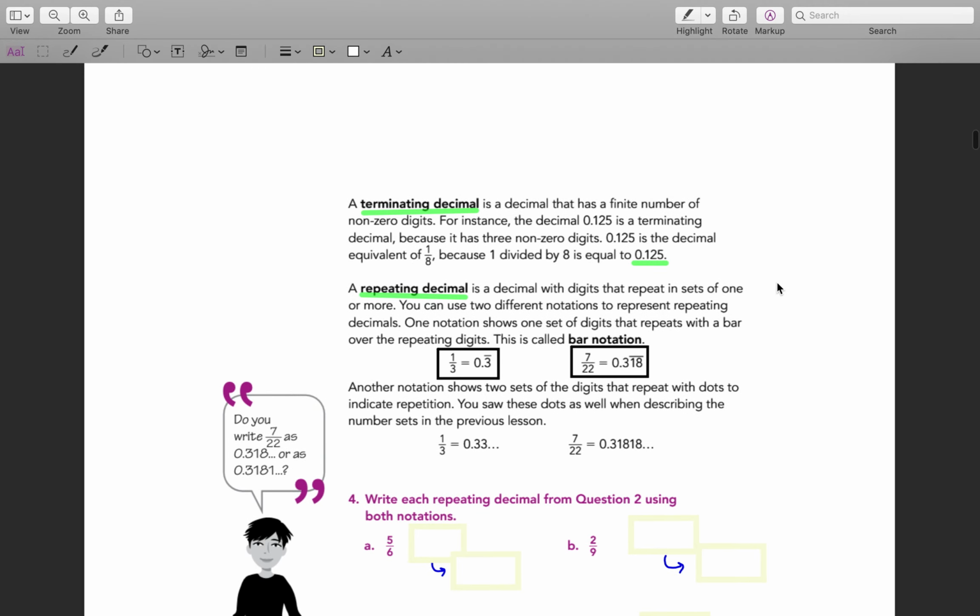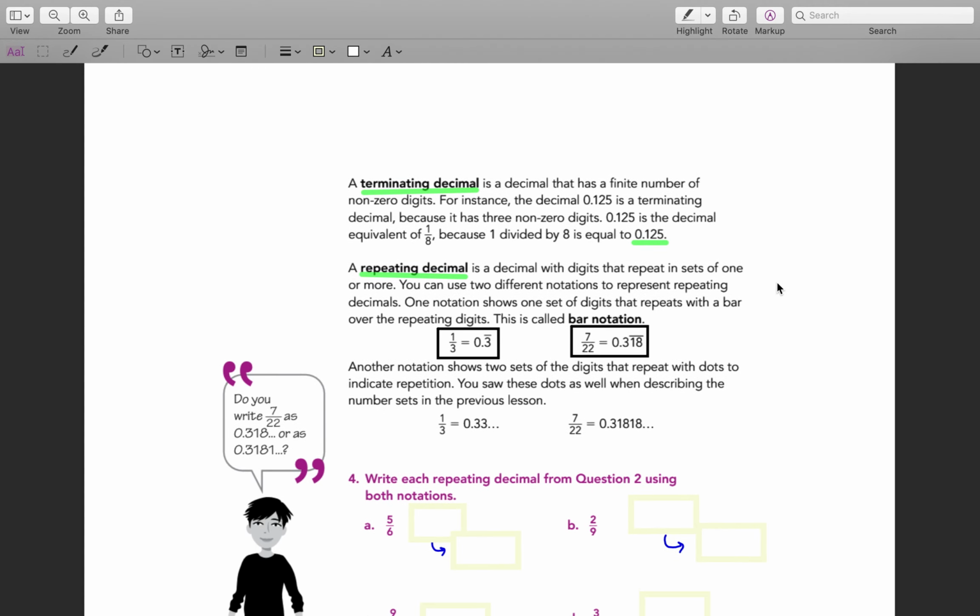This is page 26 in module 4. So we know that a terminating decimal is a decimal that has a finite number of non-zero digits. Easily said, it's just a decimal that ends, that stops. A repeating decimal is a decimal with digits that repeat in sets of one or more. So basically just a decimal that continuously repeats.